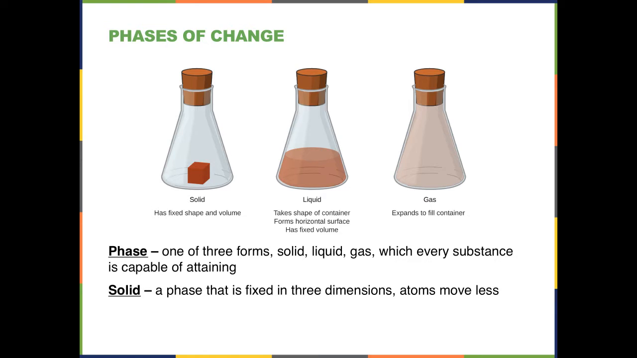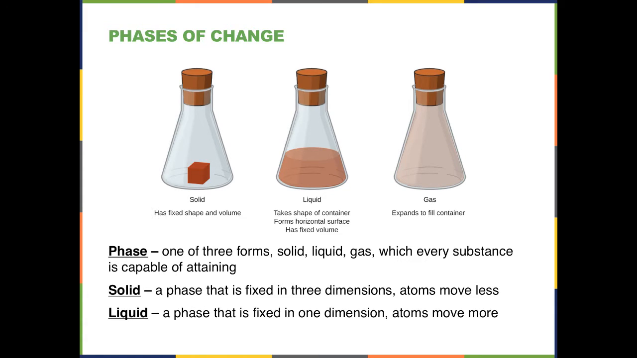The second form is here in the middle. It's called a liquid. Now a liquid has a fixed volume but not a fixed shape. It takes the shape of the container that it fills, and it forms a surface. So it's a phase that's fixed in one dimension. It keeps its volume constant. The atoms move more within the structure than in the solid phase, but less than in a gas, which is shown on the right.